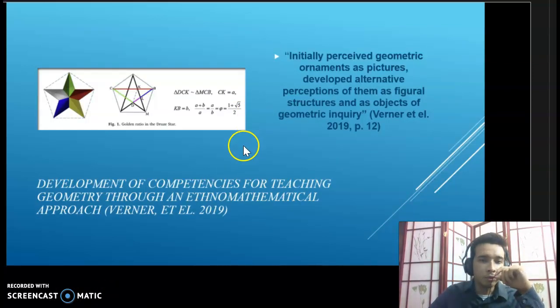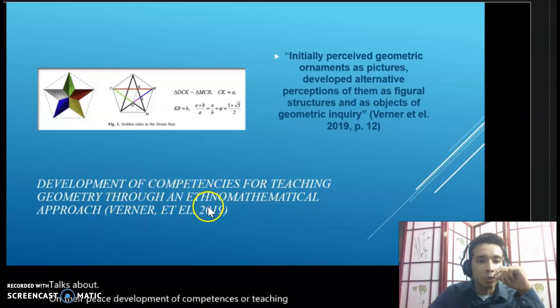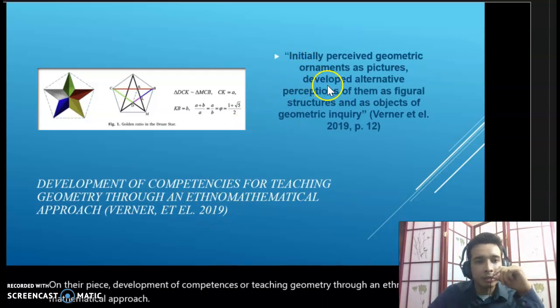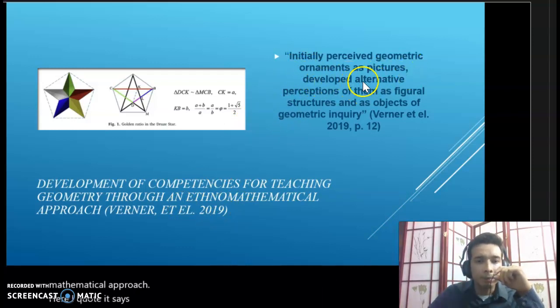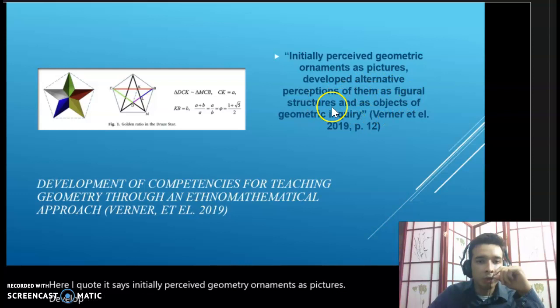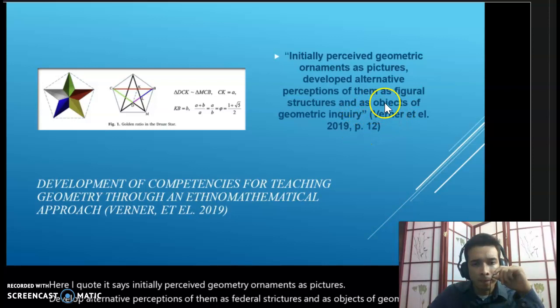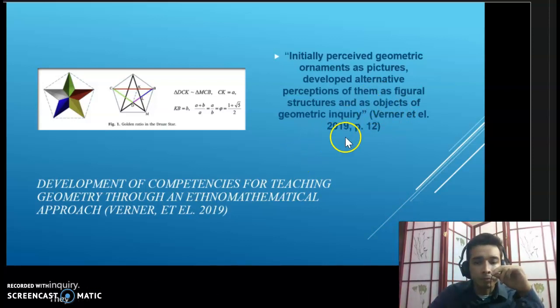Now, let us review what Berner and company talked about in their piece, Development of Competencies for Teaching Geometry through an Ethnomathematical Approach. Here I quote, initially perceive geometric ornaments as pictures, develop alternative perceptions of them as figural structures and as objects of geometric inquiry. They are referring here to students approaching geometry.